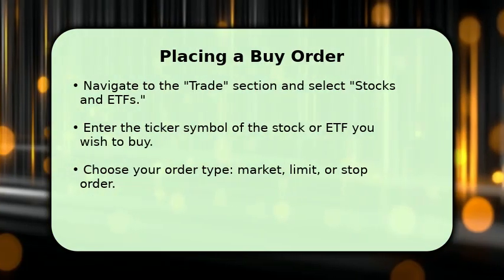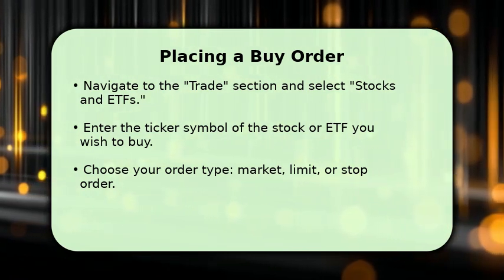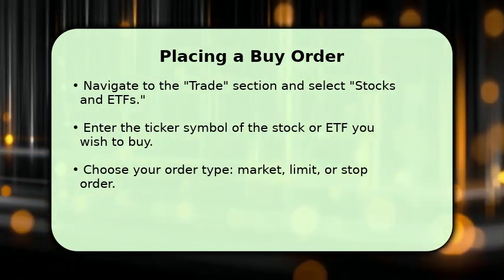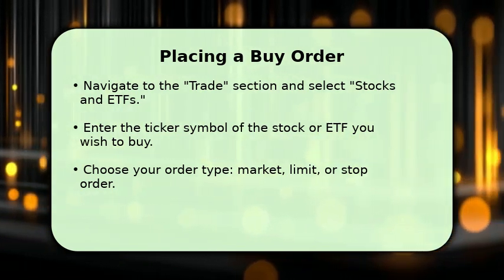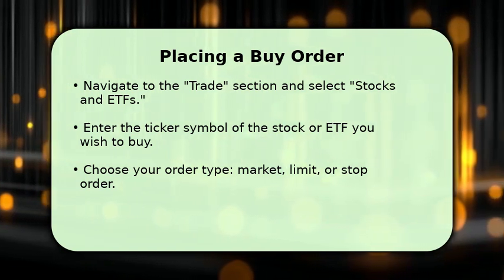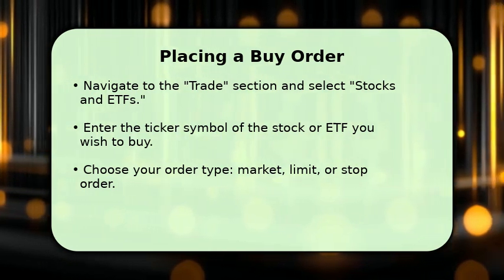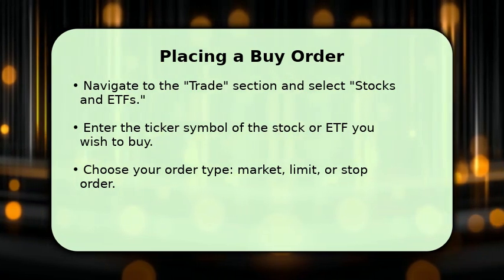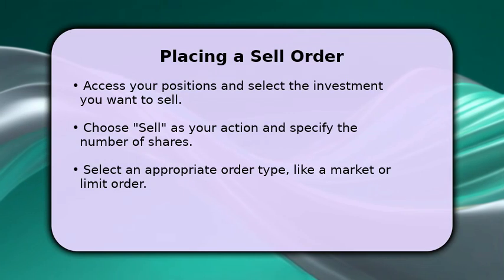Now let's walk through placing a buy order. After logging in, go to the trade section and select stocks and ETFs. You'll then enter the ticker symbol for the investment you want. You can choose from various order types, such as a market order for immediate execution or a limit order to set a specific price. You can also buy fractional shares of S&P 500 stocks, starting with as little as $5 per slice. Selling an investment is just as straightforward.